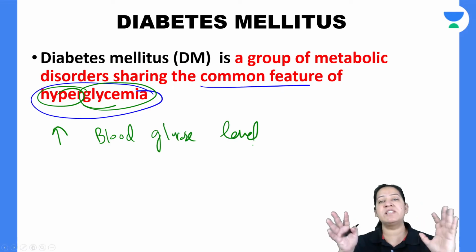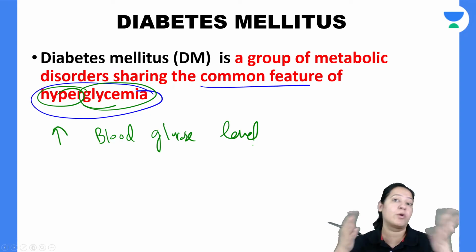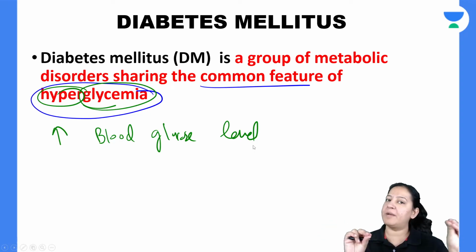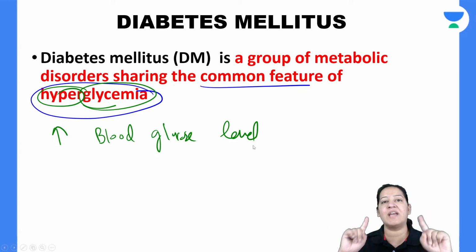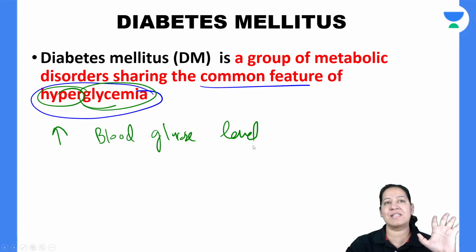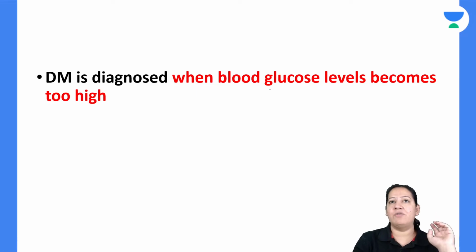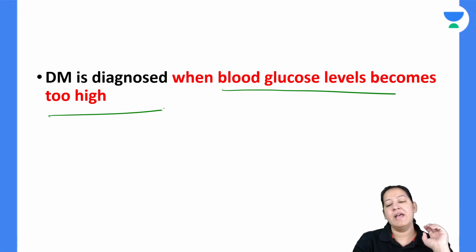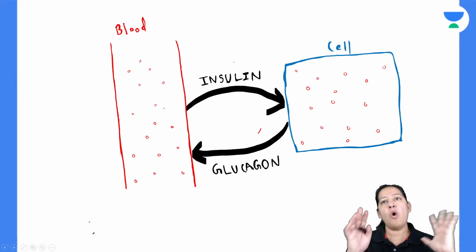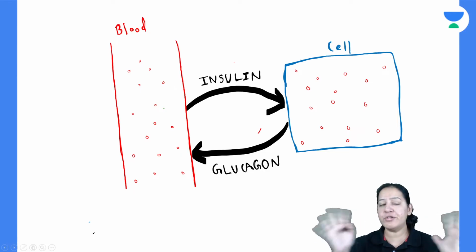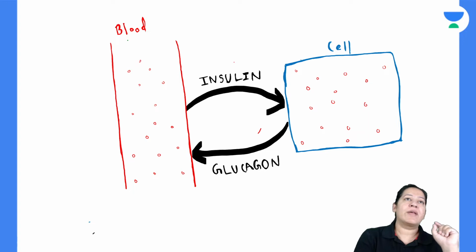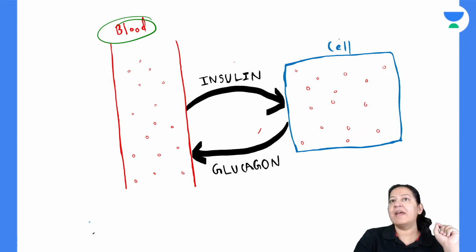So the person with diabetes has a high blood glucose level. Whether it is type 1 diabetes, type 2 diabetes, whatever diabetes, the common feature is that the person has a high blood glucose level. When blood glucose level becomes too high, the person is diagnosed as diabetic. Now who regulates the blood glucose level? In this sketch diagram in front of you, you can see there is a blood compartment of the human being and there is a cell.